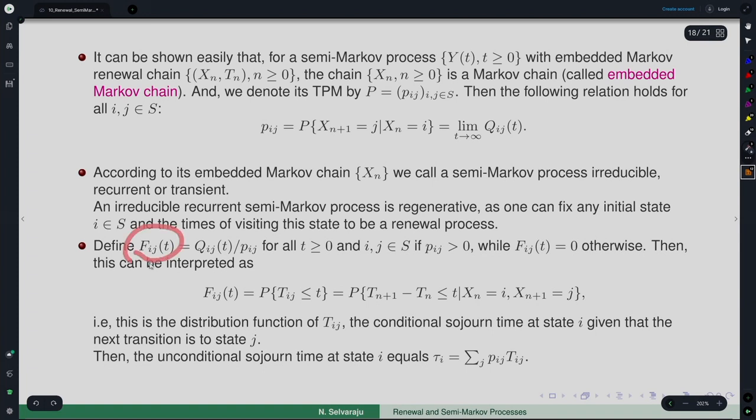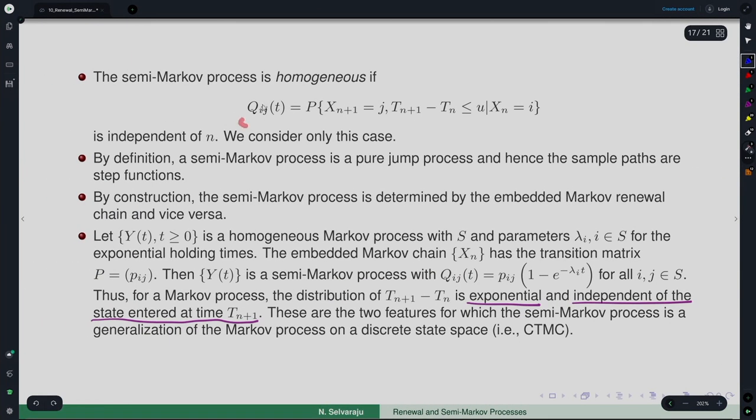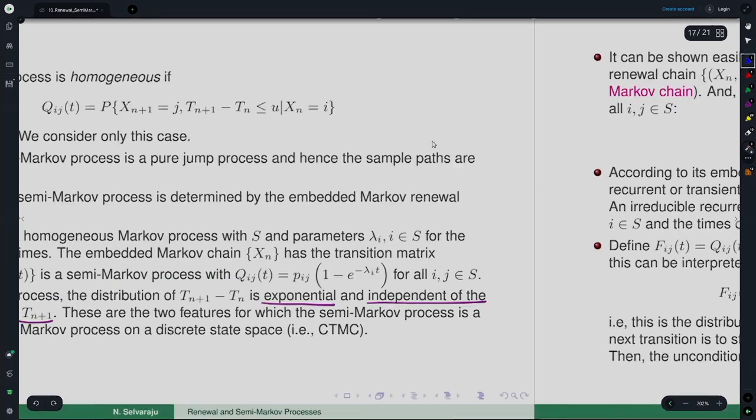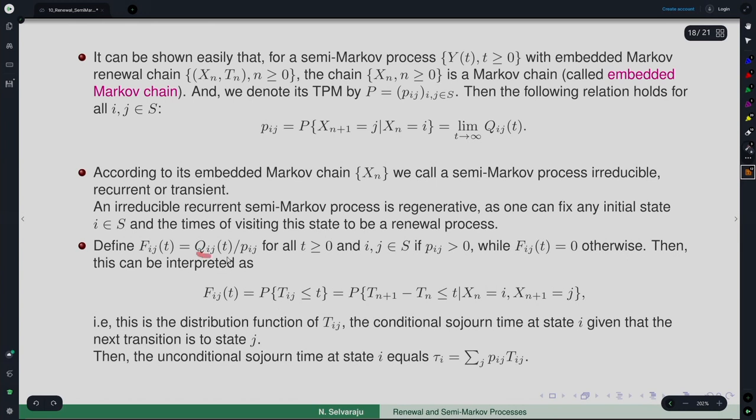Now, let us define this Fij(t) to be Qij(t) divided by Pij, if Pij is strictly greater than 0, otherwise this is 0. Now, what is the interpretation? You can write this as Qij(t) divided by Pij. So, from the definitions of this Q and P, P is this, Q is this. So, Pij is this, Qij is this, and that is what you have here.